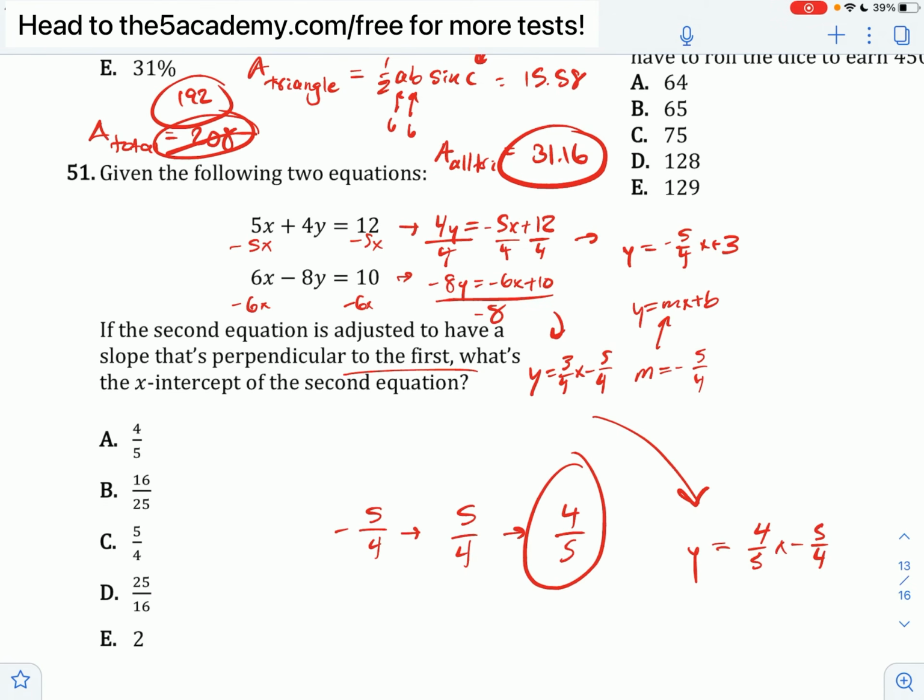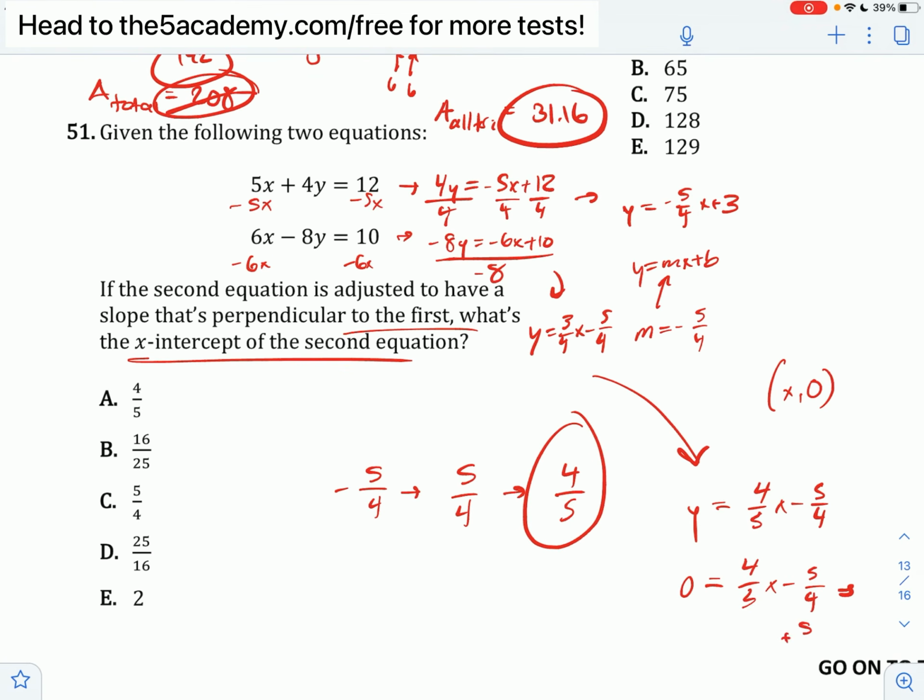Now it's asking us what's the x-intercept of the second equation. The x-intercept is a point where we're at a certain x value and the y value is 0. So let's plug in 0: 0 equals 4 over 5 x minus 5 over 4. Move the 5 over 4 to the other side. 4 over 5 x equals 5 over 4. Multiply both sides by 5 over 4, which is, again, like I said, the reciprocal. We know that when you multiply two fractions together and they are reciprocals of one another, the fractions cancel out. So x is going to equal 25 over 16.